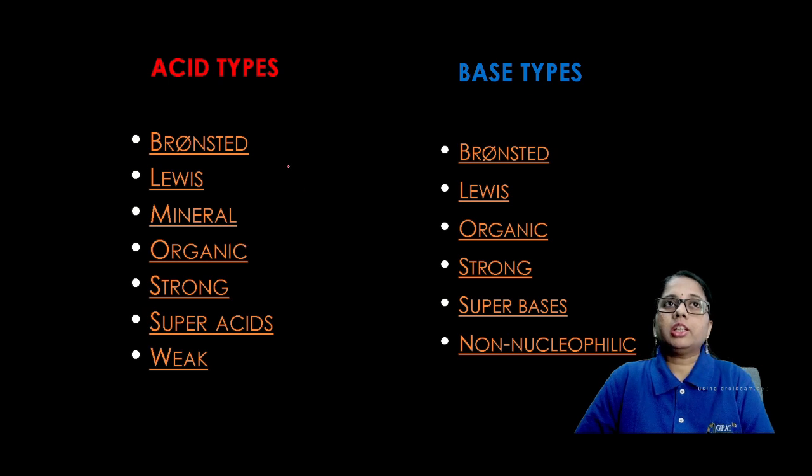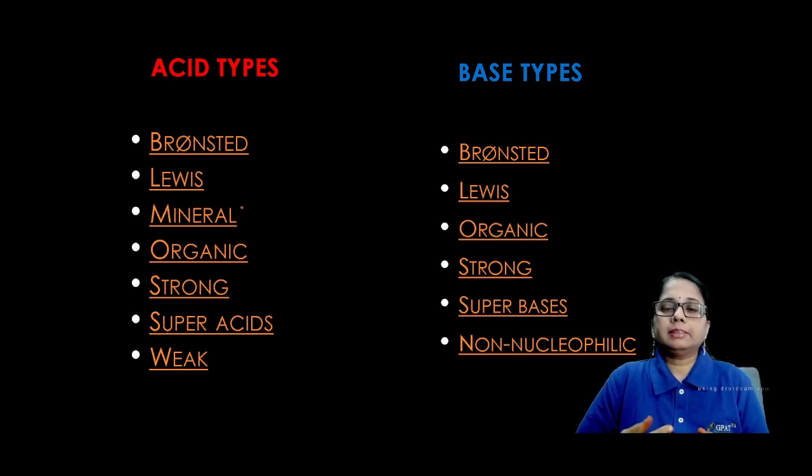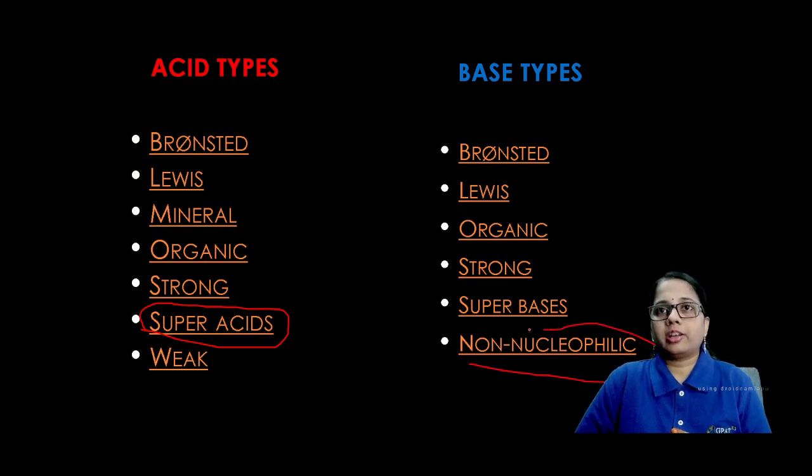If you see the different types of acids and the different types of bases: acid types include Bronsted acid, Lewis acid, mineral acid, strong acids, organic acids, similarly weak acids, and finally super acids. All these types of acids are going to be present in substances. Similarly, base types include Bronsted base, Lewis base, organic base, as well as strong bases and super bases, and one more category, non-nucleophilic bases. All these types of substances are going to be analyzed by acid-base titrations.